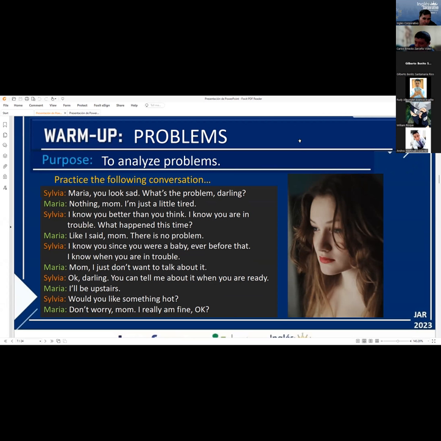I know you since you were a baby. Even before that, I know when you are in trouble. Mom, I just don't want to talk about it. Okay, darling, you can tell me about it when you are ready. I'll be upstairs. Would you like something hot? Don't worry, Mom. I really am fine, okay?